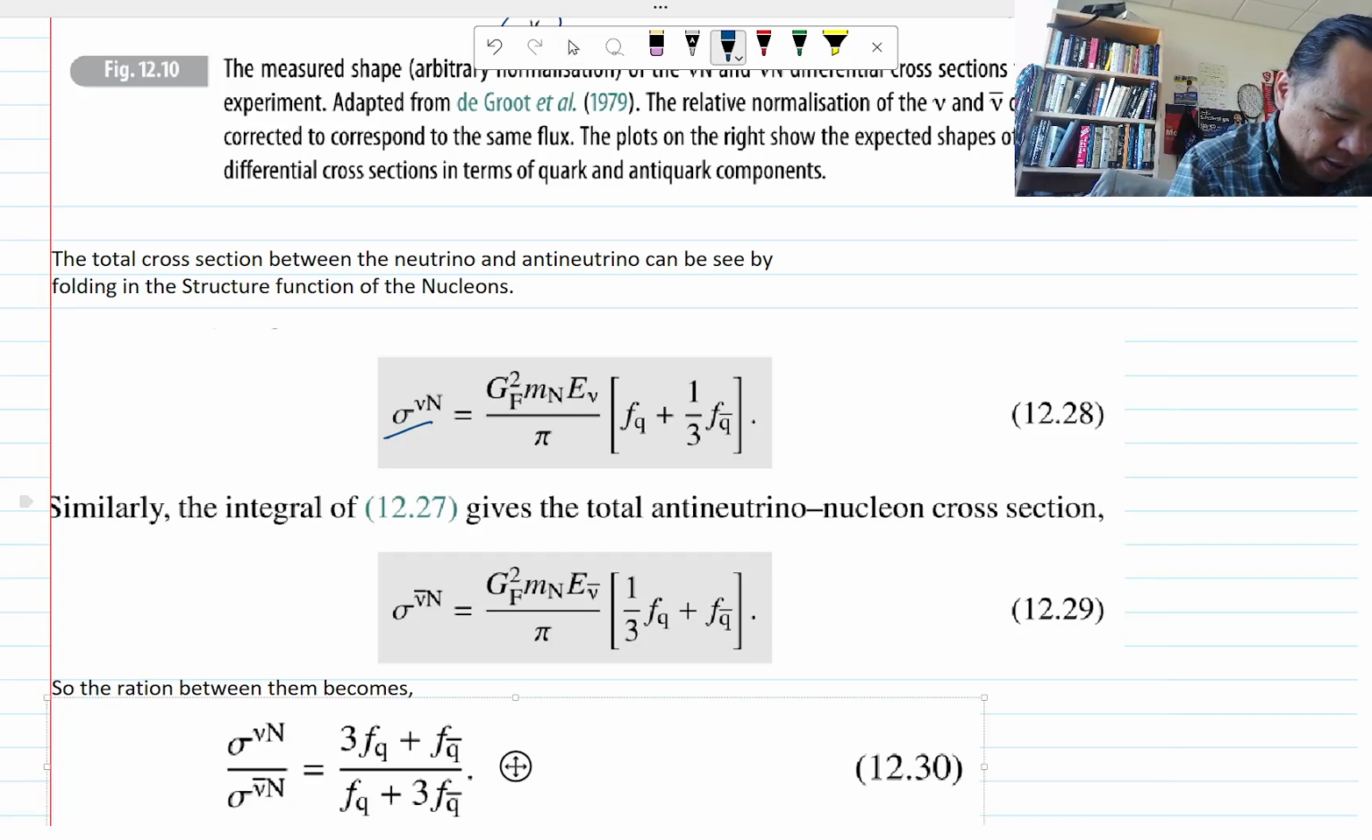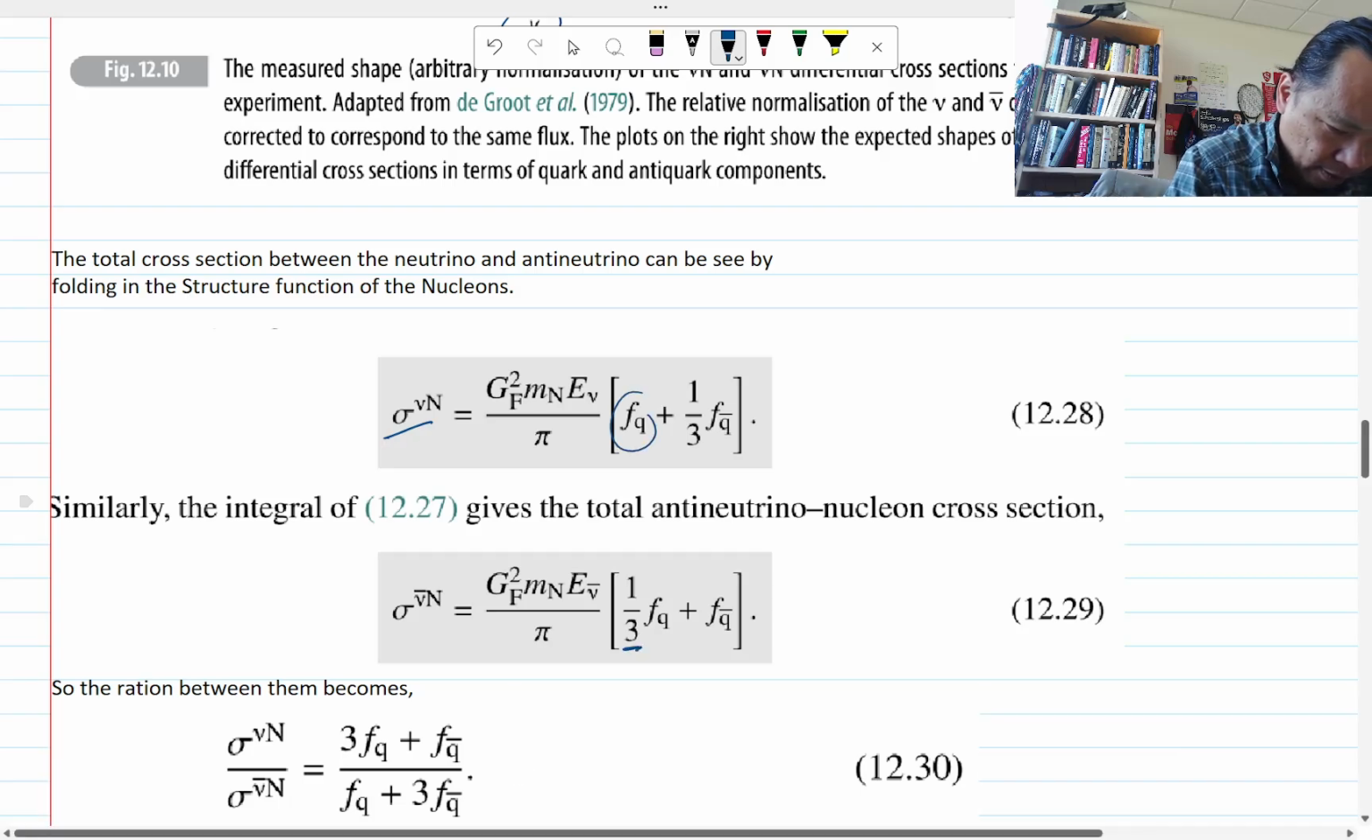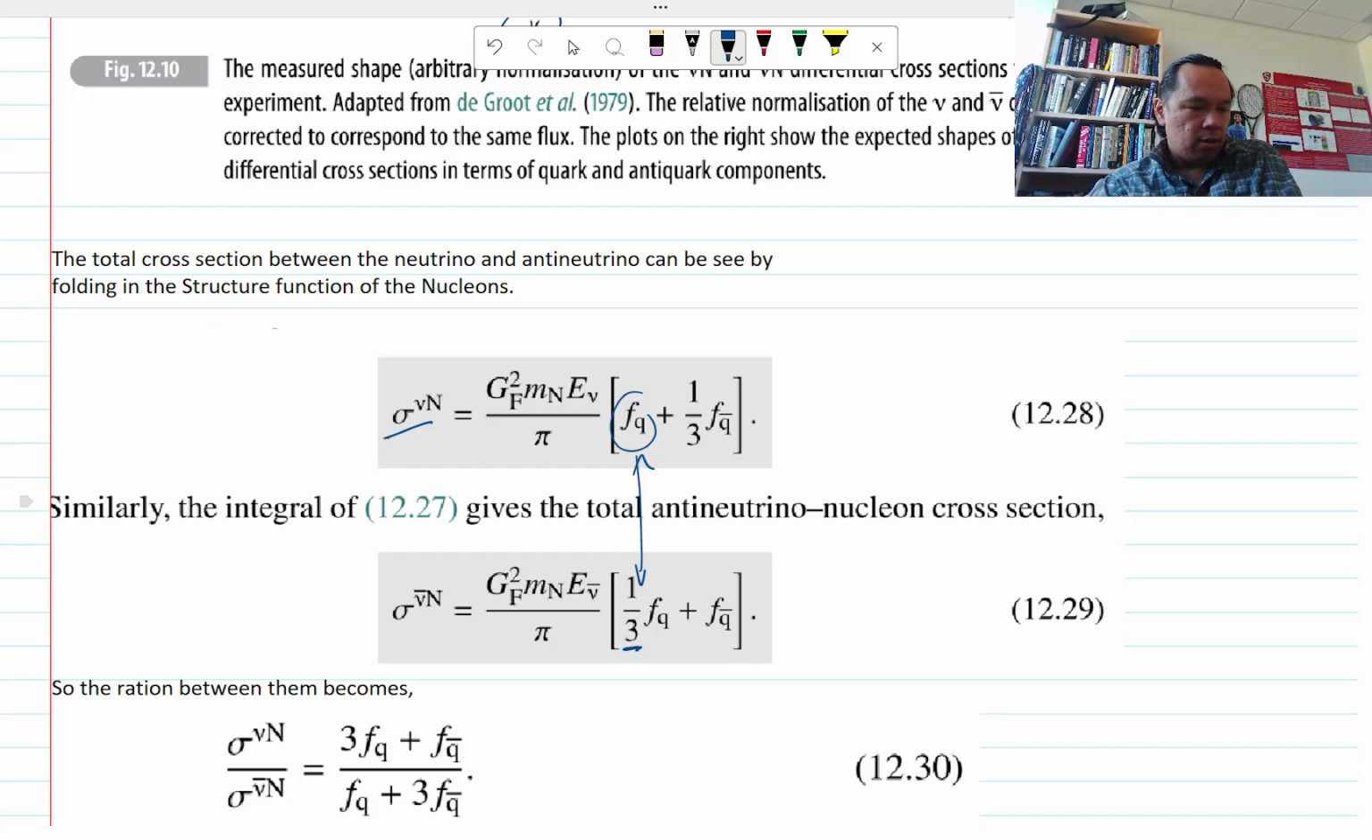What you get is this 1/3 factor between the neutrino to regular quark scattering and the antineutrino to quark scattering part. So that's the fraction that we're dealing with. This is the same thing we saw when we were modeling these quarks as free spinors that you can scatter off of.